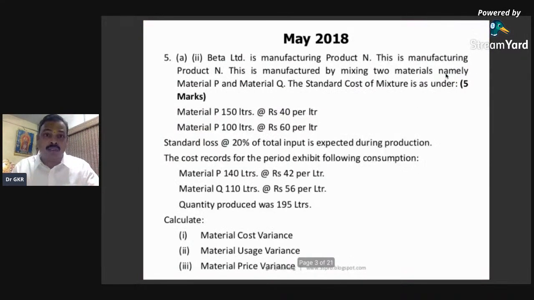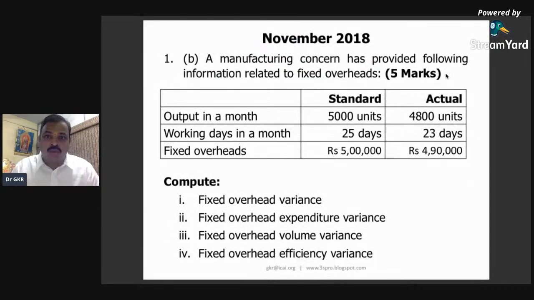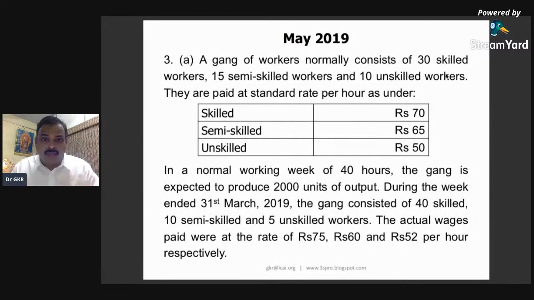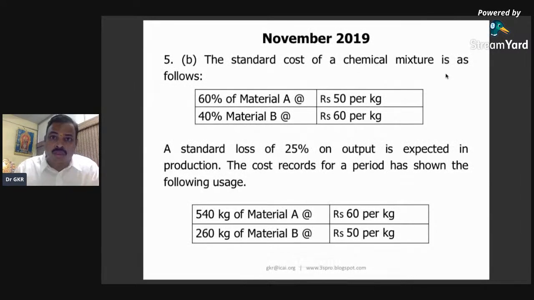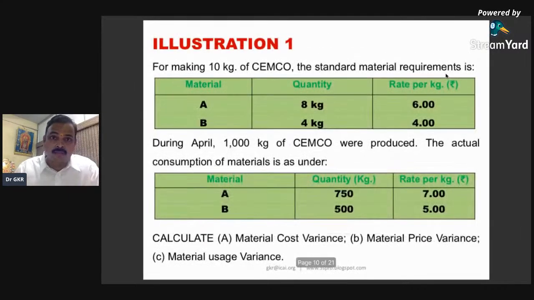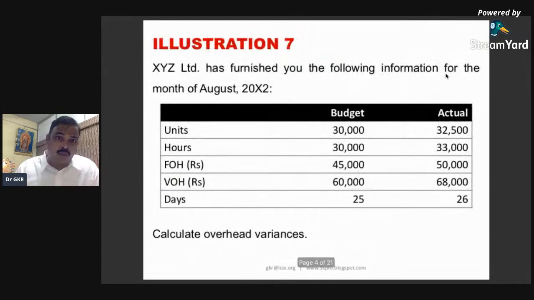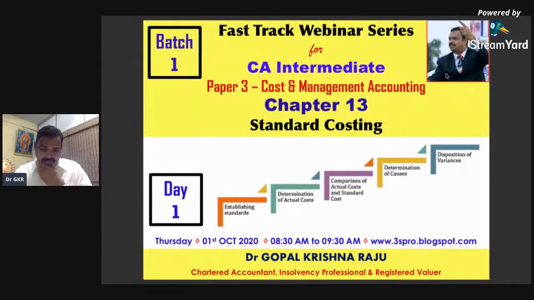Now let me just share with you some of the questions. Please look here. May 2018, this is a 5-mark question. November 2018, this is a 5-mark question. May 2019, this is a 5-mark question. And November 2019, this is also a 5-mark question. So definitely you have a minimum of 5-mark question. Sometimes they also ask a 10-mark question. So I'll try to actually maximize our time. So I want you to actually focus very much attentively.